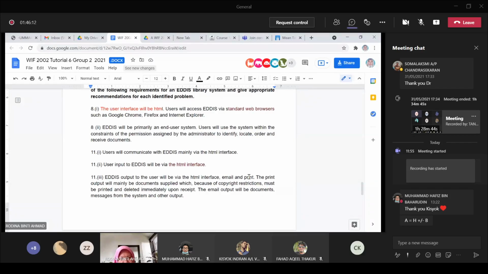11.3 over here? Any incomplete things that they mentioned? The print output will mainly be documents which, because of copyright restriction, must be printed and deleted immediately upon receipt. The email output will be documents, messages from the system, and other output. So is there any missing thing that you need to clarify? Anyone?